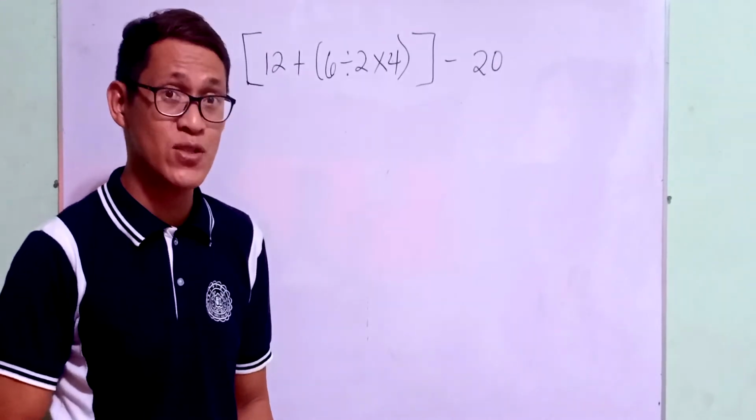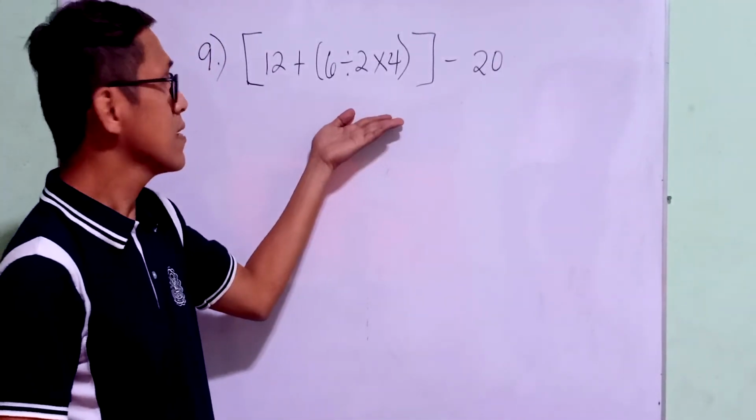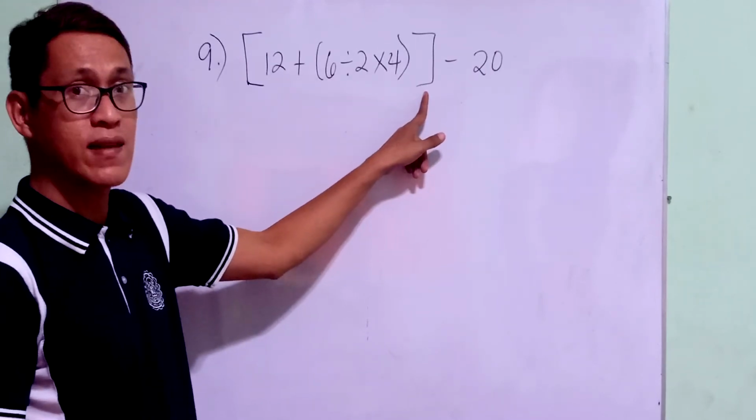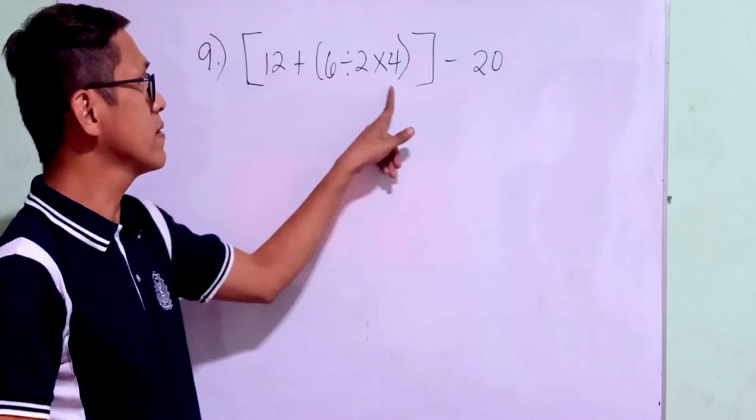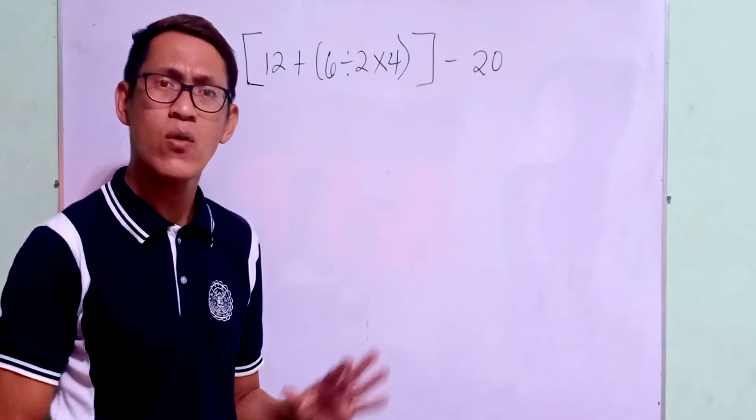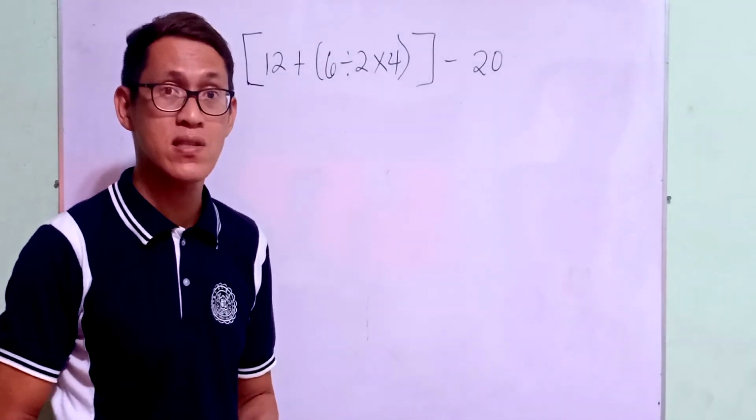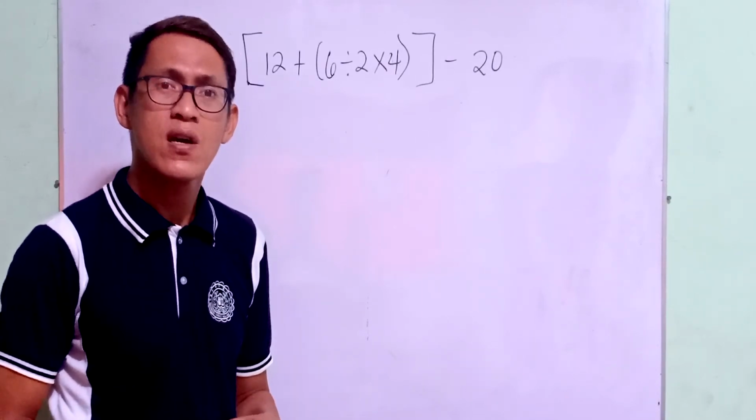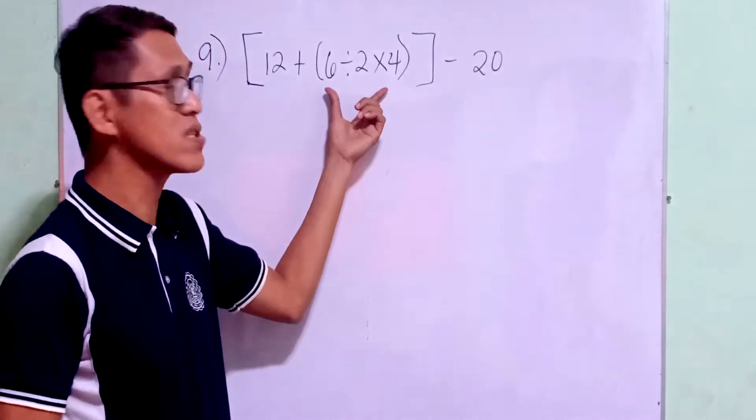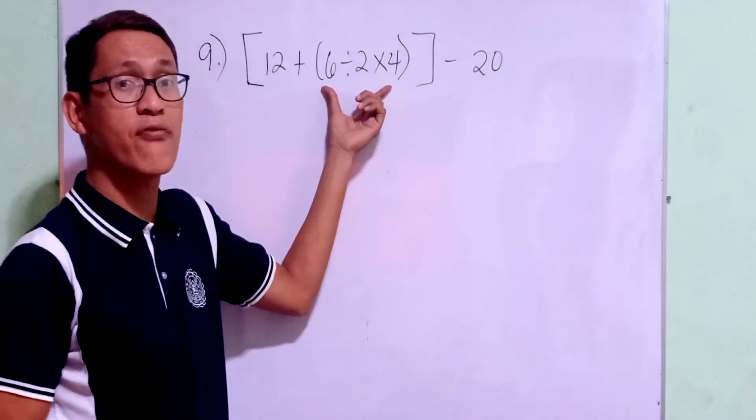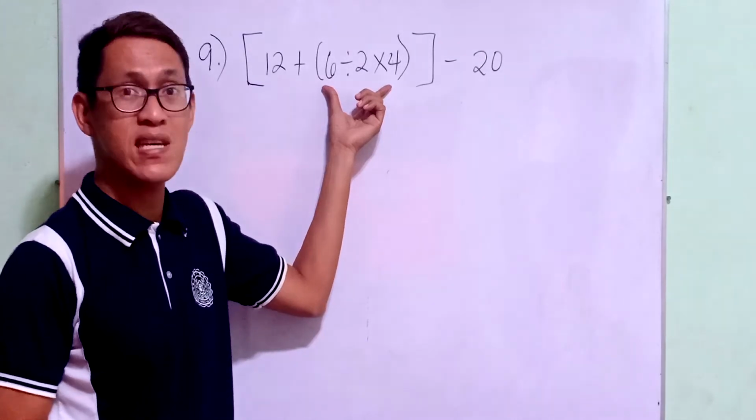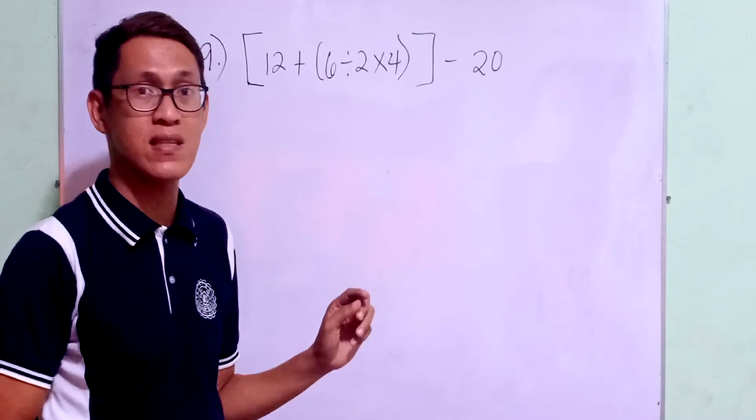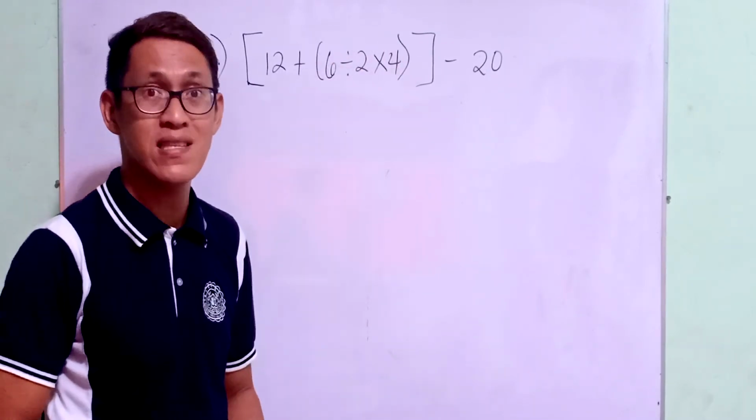Now let's have the last one. If you can see, we have here the open and the closed brackets, the open and the closed parenthesis. By the way, we call them grouping symbols. If there are more than one grouping symbols, we always perform the innermost symbol. So here, you have to perform first the operations inside the parenthesis. Okay? Again, before you can remove the parenthesis, be sure to solve everything inside it.